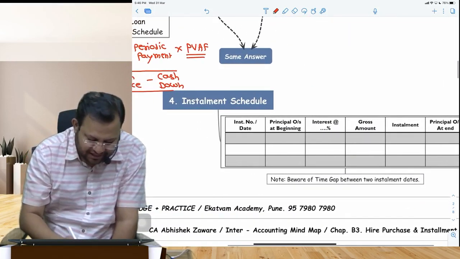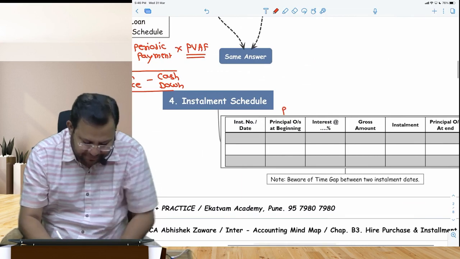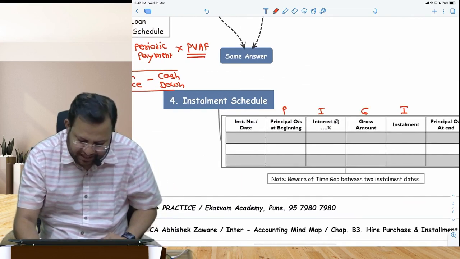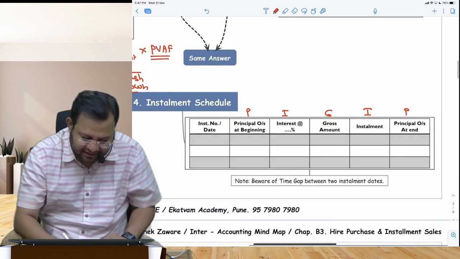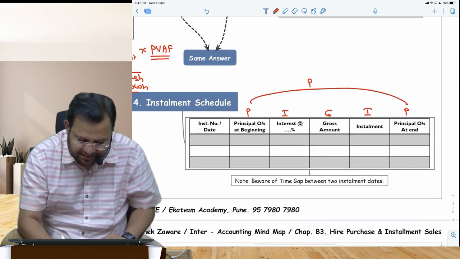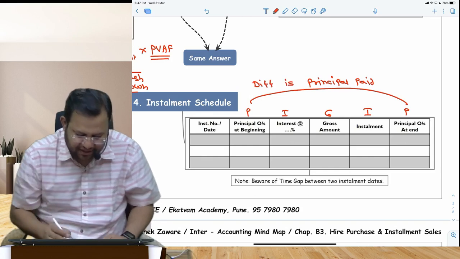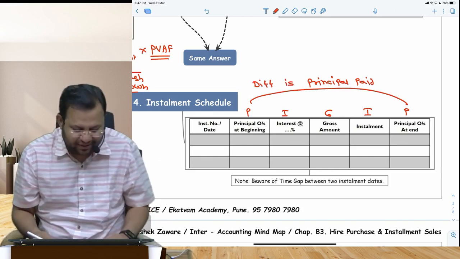in the format: installment number, oblique, date, principal outstanding at the beginning, interest, gross amount, installment, and principal at the end. The difference between the two is principal paid during the year. Principal paid. Difference is principal paid. So remember the acronym PIGIP.